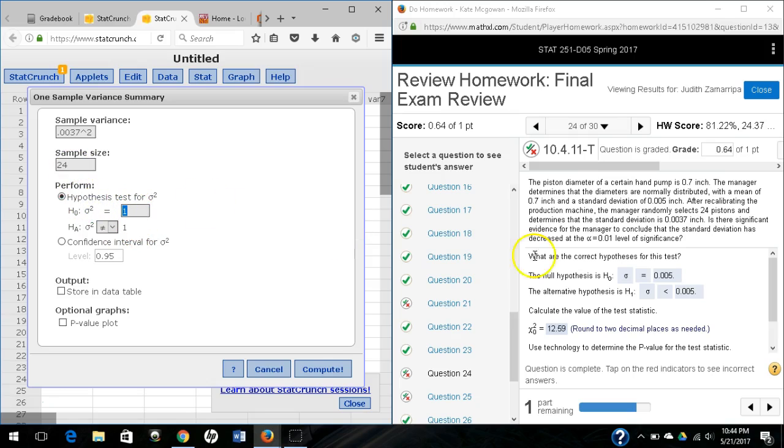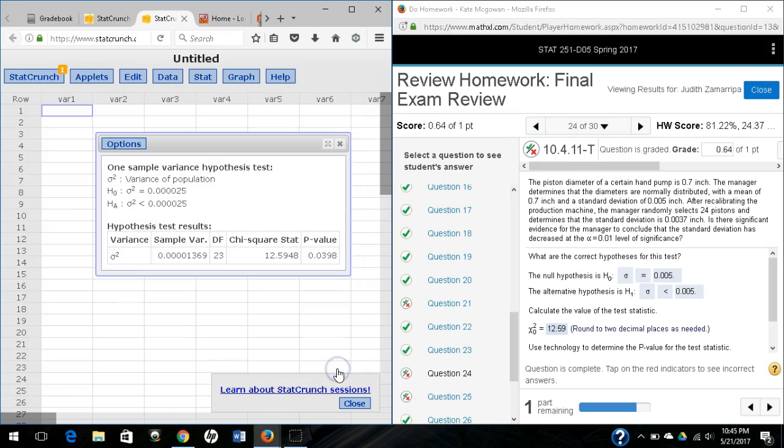Now sigma squared, keep in mind you have sigma as your parameter, but we're going to use sigma squared in the StatCrunch test. So for the variance, we have 0.005, and it's going to be squared, and likewise we'll do that for both. Now we're testing whether the standard deviation has decreased. Likewise, the variance would decrease if that was the case. Okay, so we have everything we need.